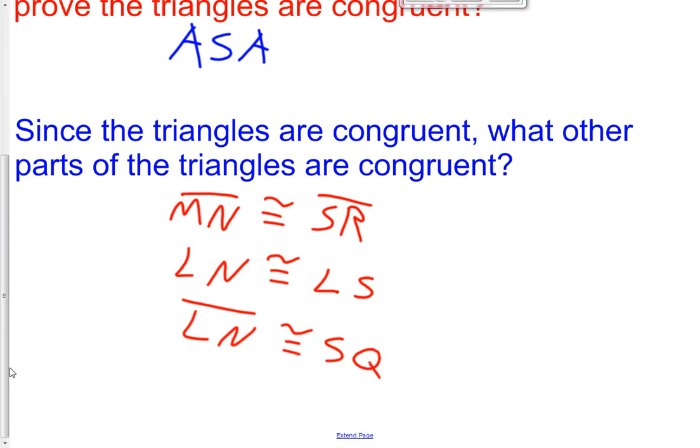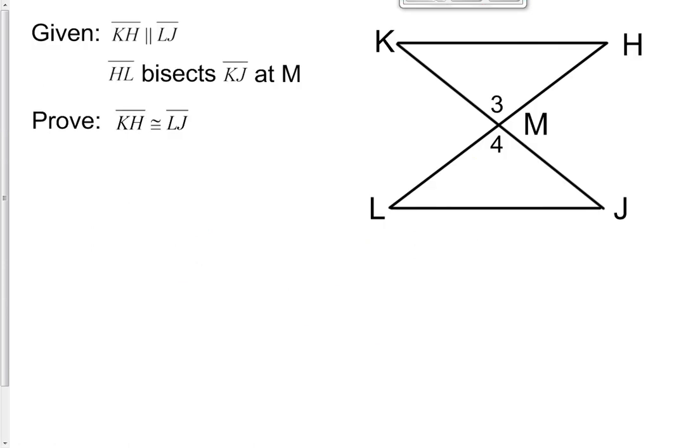So that's what CPCTC says. If two triangles are congruent, their corresponding parts are congruent. So knowing that, I have another proof here, and instead of proving that two triangles are congruent, notice that at the very end, I want to prove that HK, this segment, is congruent to segment LJ. So I don't know that right now. That's my end result. That's what I want to find out.